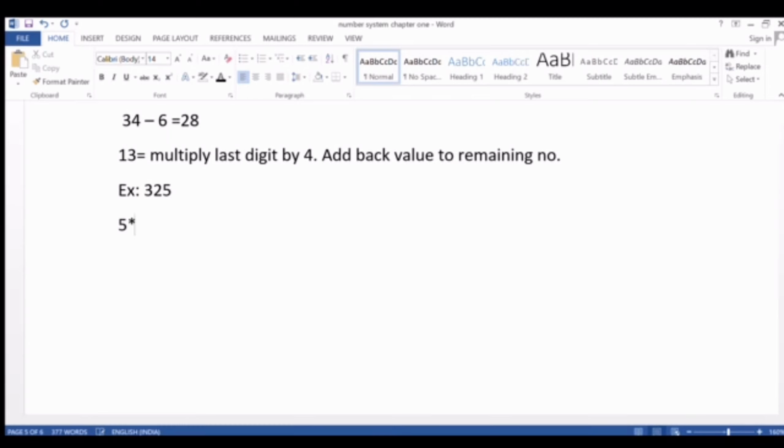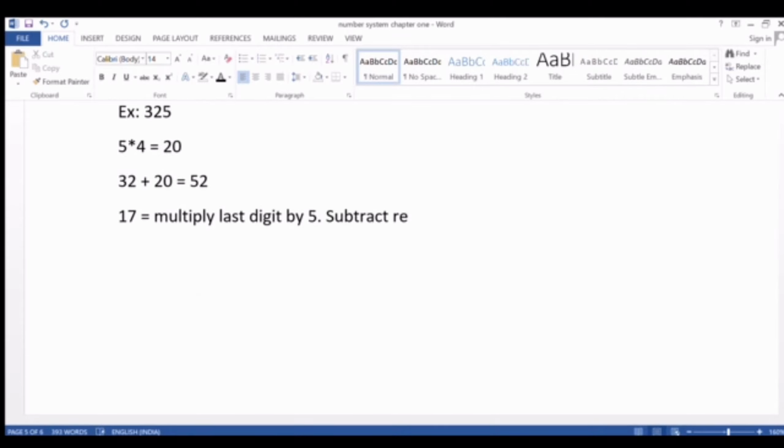For example, 325 is the value, 5 is the last digit. You multiply 5 with 4 and you will get 20. The remaining number is 32. 32 plus 20, you will get 52. 52 is divisible by 13. Please cross check once.